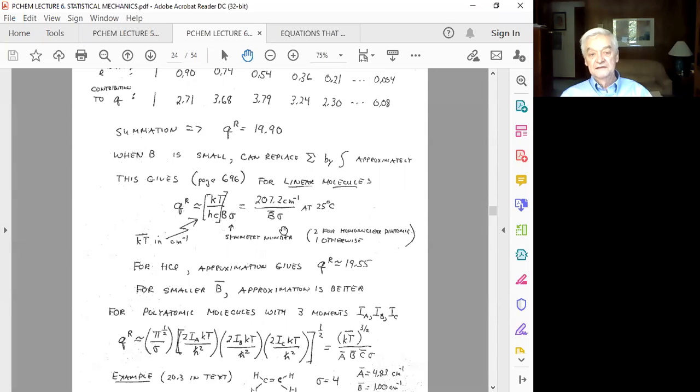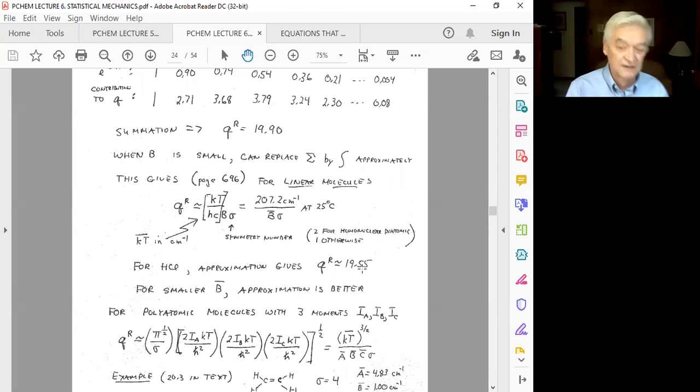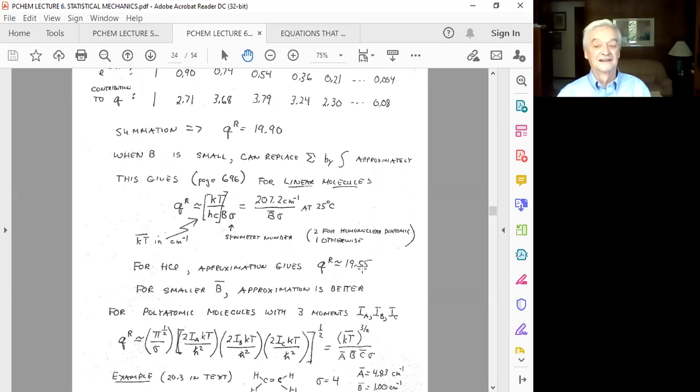When you apply this for HCl, you get 19.55. So what are we? We're off roughly 4 parts in 200, so that's about a 2% error. It's not too bad. Most calculations, as I keep telling you, of this type would be done by computers. The computer can quickly add up the first 10 or 20 or 30 rotational levels, get the values exactly, and then you come up with a 19.90.